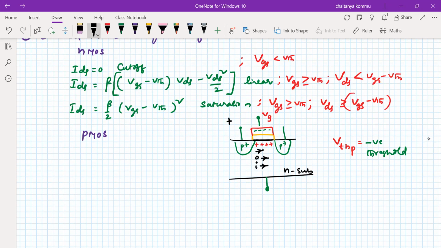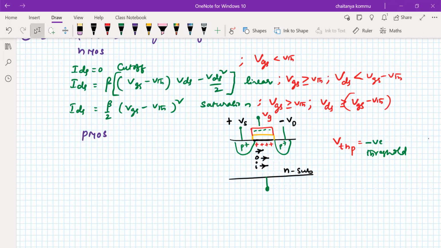At the source side, we have to apply a positive potential, and at the drain side, we have to apply a negative potential at the gate, so that the carriers are able to move from source to drain. This positive charge is pushing these electrons towards the drain side. So the drain is in the negative direction, and the source is positive here, and VDS is something like this.